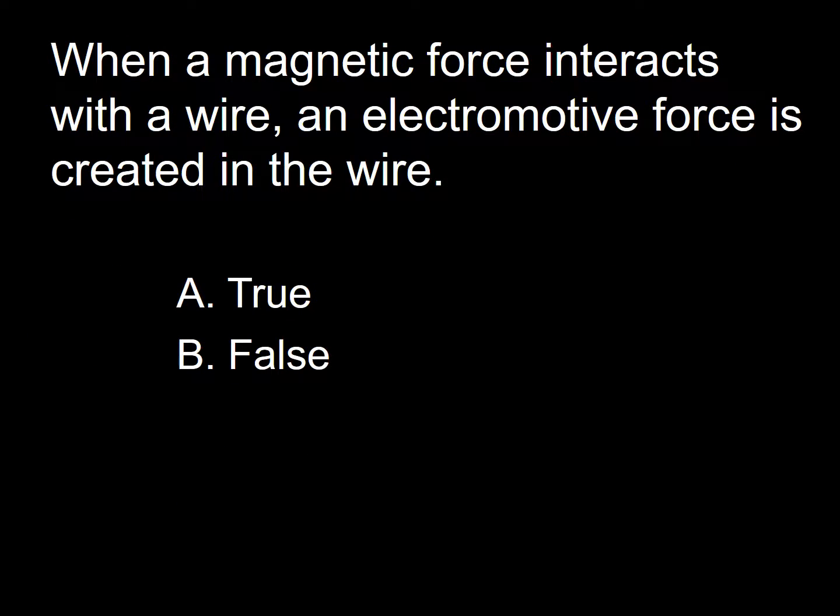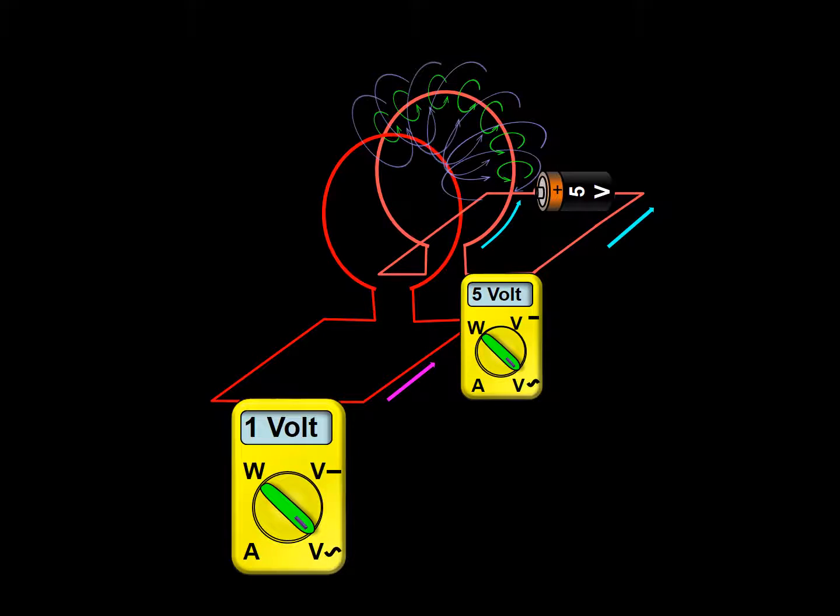Next question. When a magnetic force interacts with a wire, an electromotive force is created in the wire. A true, B false. In one of the last frames I just showed you, when explaining the last question, I presented this figure to you. The figure represents a moment in the life of current through an inductor frozen in time.